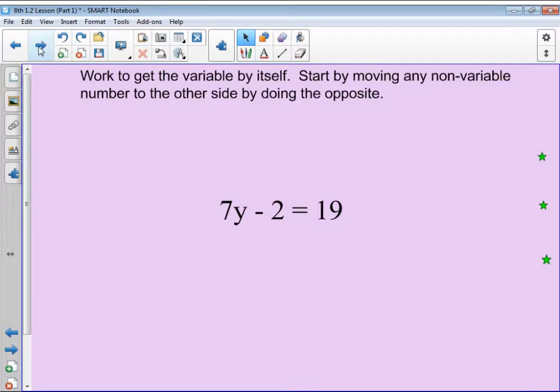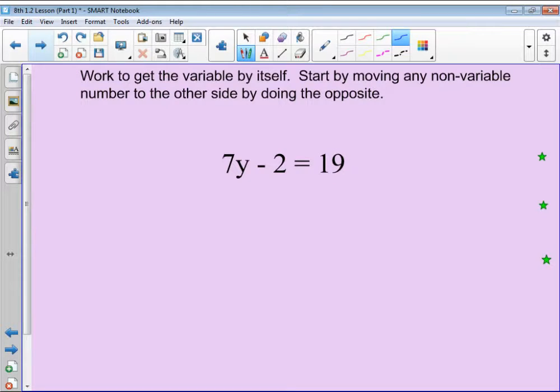We went through and worked out one-step equations. Today we're going to have more than one operation involved on one side of the equal sign. We need to work to get the variable all by itself. So our whole objective is to work to get this y isolated, or by itself, on one side of the equal sign.